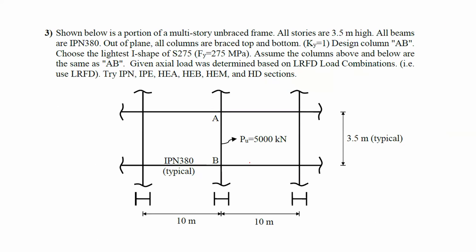Now, in this problem number 3, it says, shown below is a portion of a multi-story unbraced frame. Notice something, it says unbraced frame. Every piece of this question is important to read. All stories are 3.5 meter high. All beams are IPN 380. You're given all the beams' sections. Out of plane, all columns are braced top and bottom. So this is another piece of information we have. And it says KY is equal to 1.